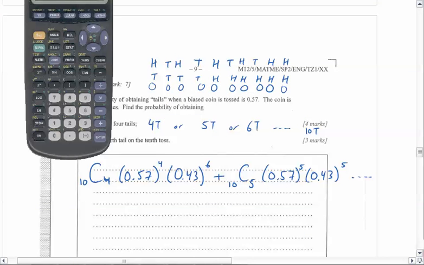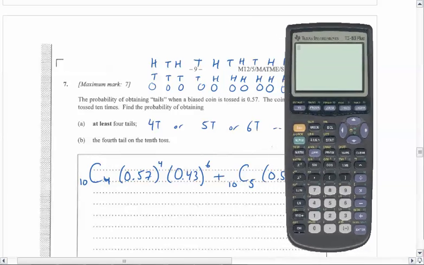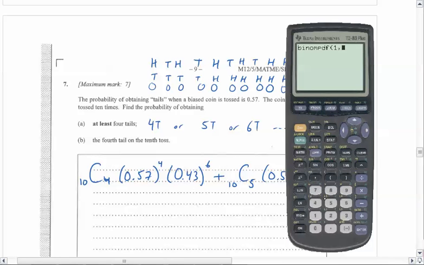So I find binomial PDF is much easier to use. Let me go and get that one. Binomial PDF. That finds the exact probability. So I could go 10, probability, 4, and that would give me the chance of having exactly 4. If I want to add up a whole bunch of probabilities, I can use my squiggly brackets and go 4, 5, 6, 7, 8, 9, 10. And that'll give me all the possibilities from 4 to 10.